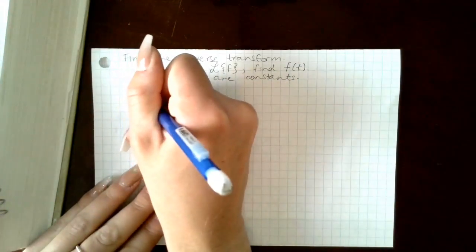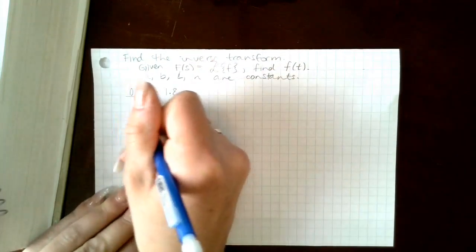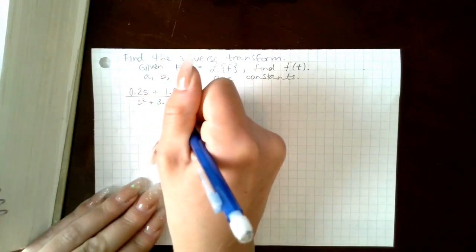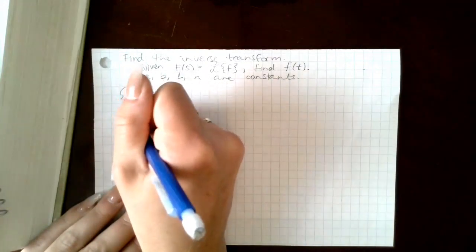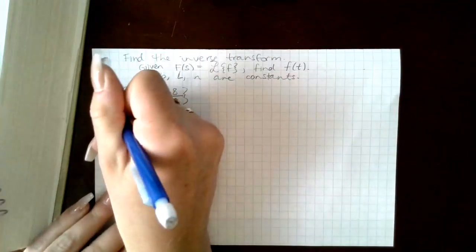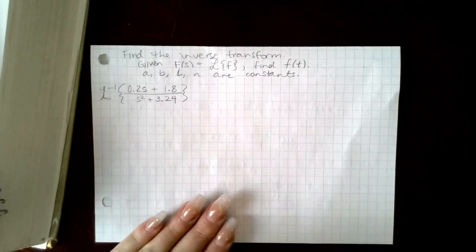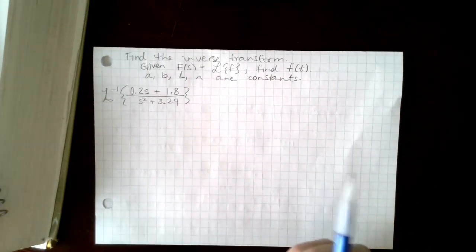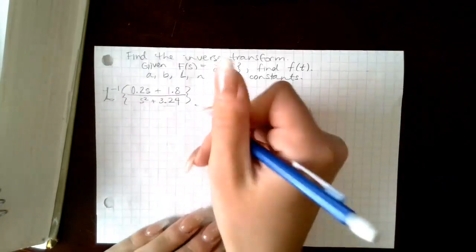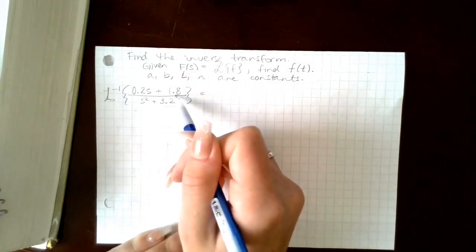If we have 0.2 s plus 1.8 all over s squared plus 3.24, we are looking for the inverse Laplace transform of that. So the first thing we're going to want to do: since I have an s squared here, I'm going to see if this is a perfect square of something. When I do that, I find that it is 1.8 squared, which is nice because we have that 1.8 right here too.